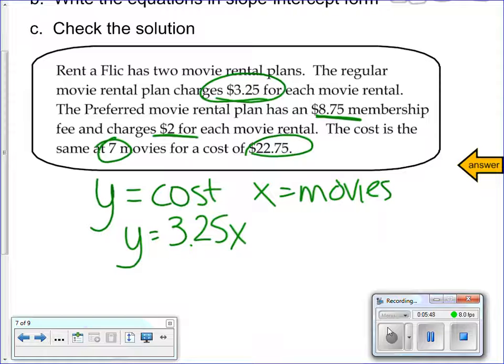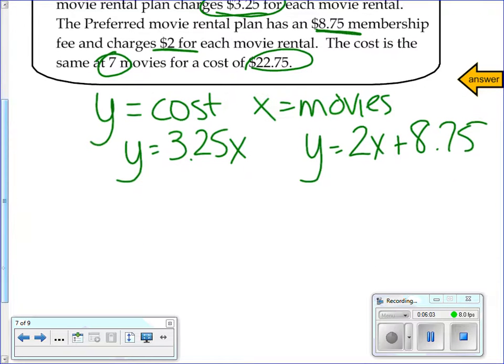And the other one says the preferred movie rental plan has $8.75 for a membership fee and $2 per movie. So y equals 2x plus 8.75. So we have our 2 equations. Now we have a solution of 7 movies and our cost of $22.75.